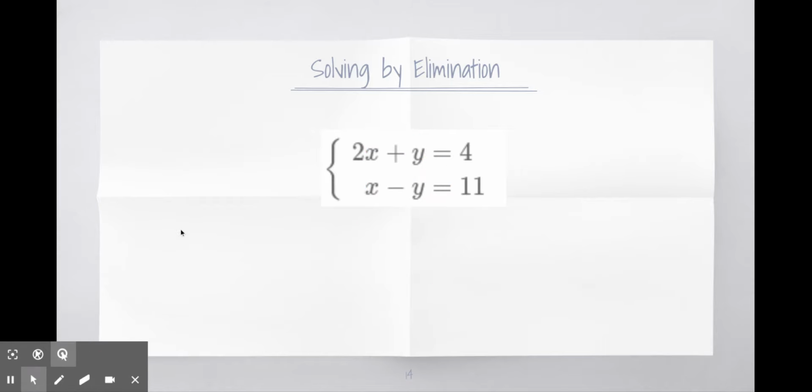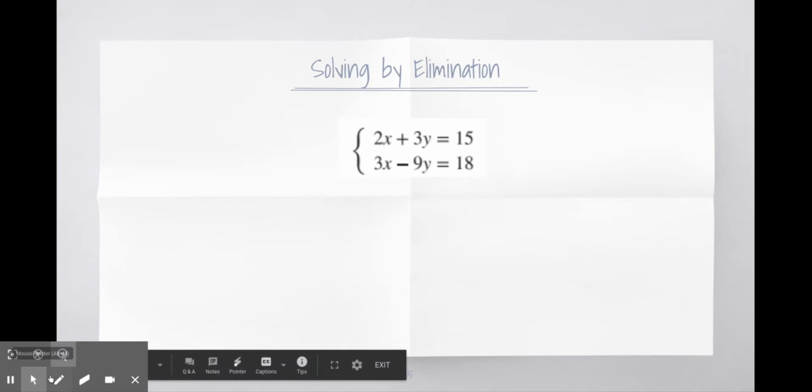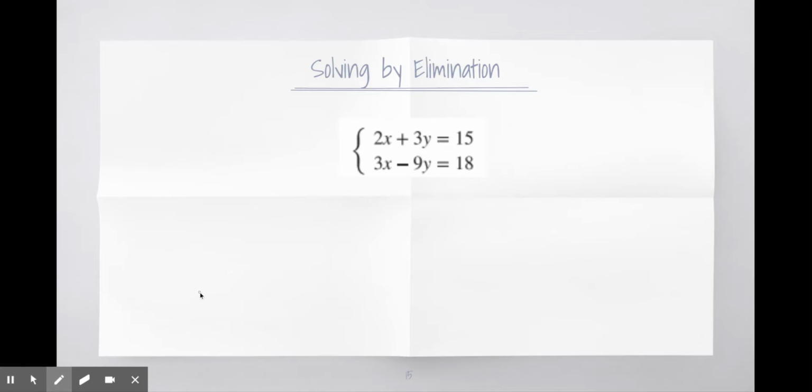Then the final thing we talked about is sometimes it's not possible to eliminate something until I do a little bit of multiplication. And so notice that I don't have an easy equation that I can eliminate by adding or subtracting. So I'm going to start by multiplying this whole top equation by 3. And now I'll have 6x plus 9y equals 45. Don't forget to do it with every single term. And now I am able to use that elimination method.